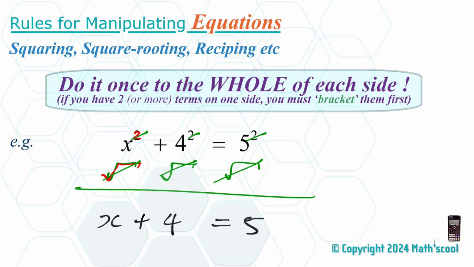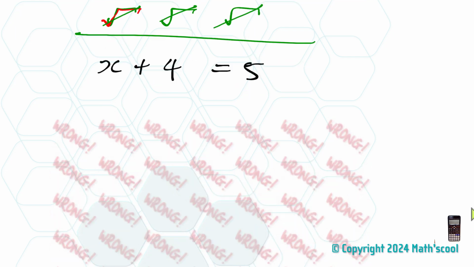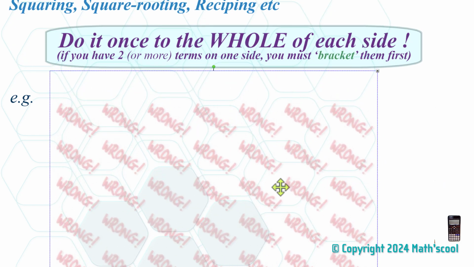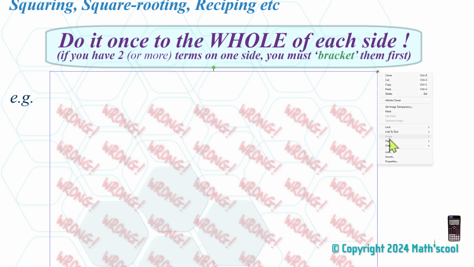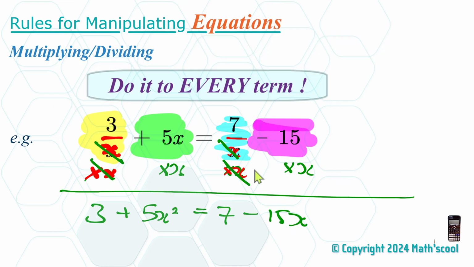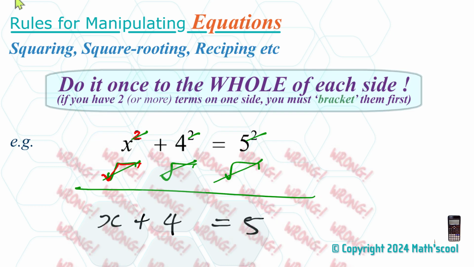Now I've just told you something terrible, because what I've just told you is wrong. It's wrong. We should hide it. We shouldn't do that. It's wrong because when you're squaring or square rooting, you can't do it like we did the multiplying and dividing, where you do it to every term. When you're squaring or square rooting, there should only be one term on each side.